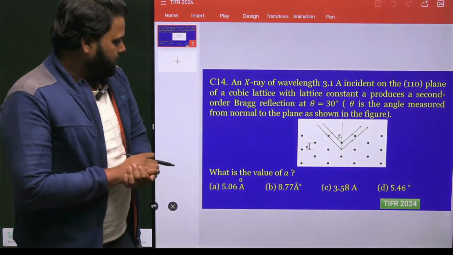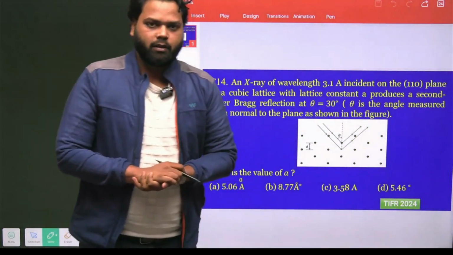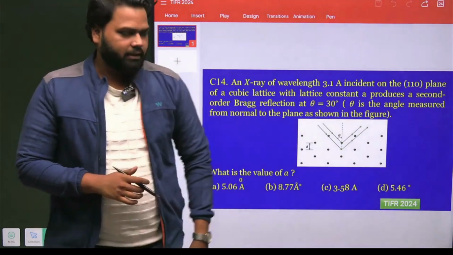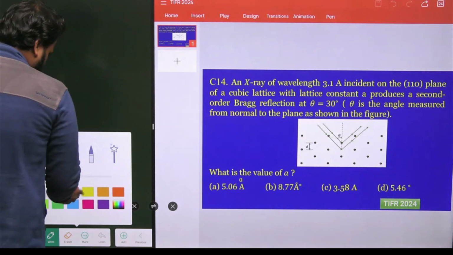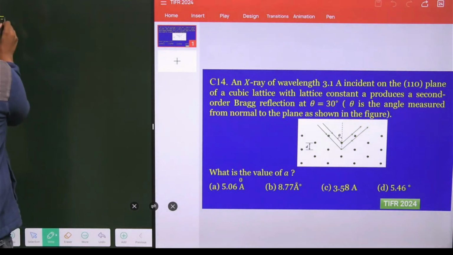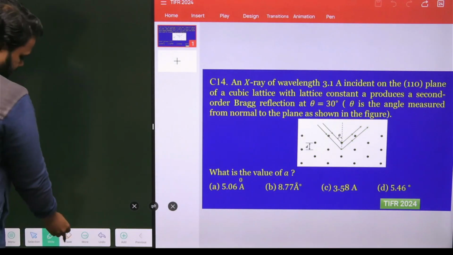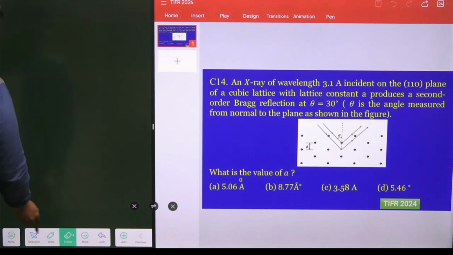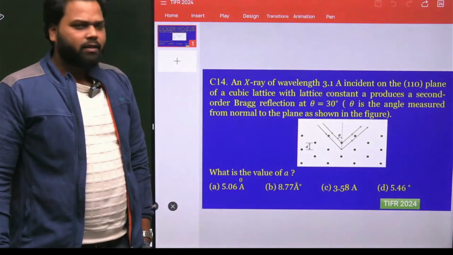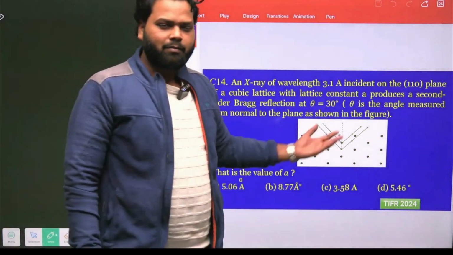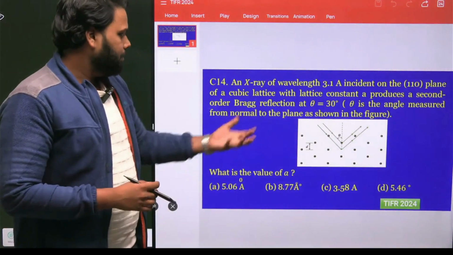So here I am going to discuss one of the good questions from the TIFR exam 2024, and this question is basically from condensed matter physics with the subtopic of X-ray diffraction. Okay, it's an XRD question. It's a very important concept as far as the condensed matter physics course is concerned, and very often you can see questions from X-ray diffraction and their subparts.